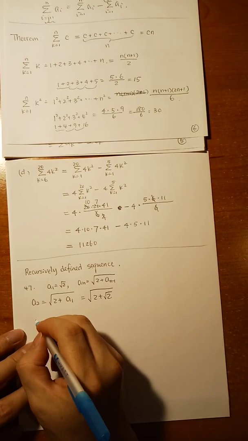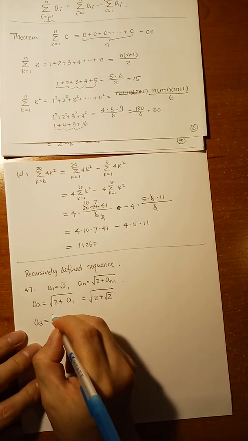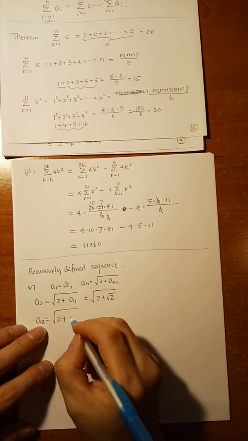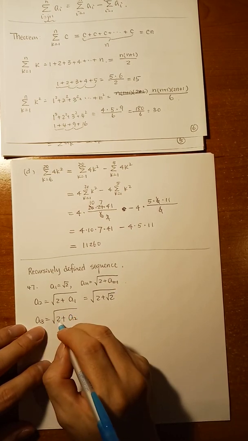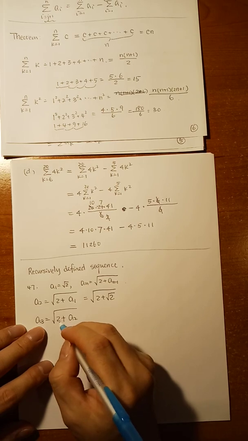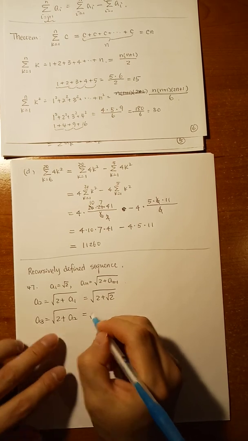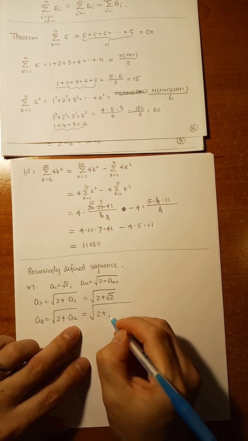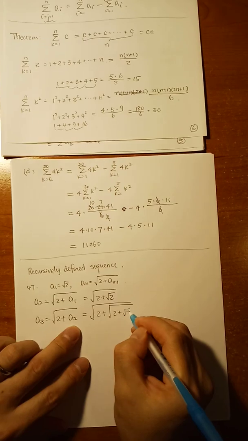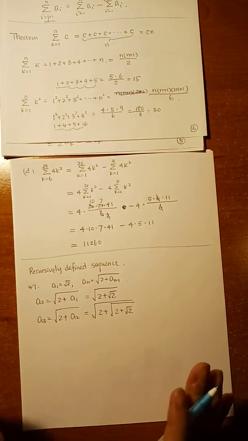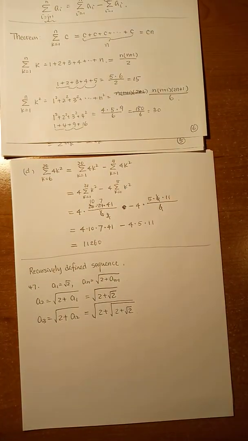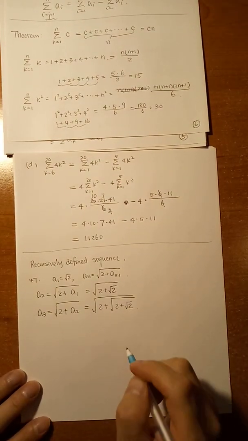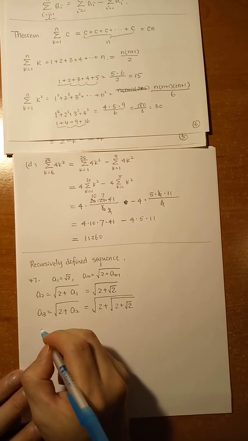Okay, and then a3. a3 is square root of 2 plus a, n is 3. 3 minus 1 is 2, so a3 is the square root of 2 plus a2. Yes, a2. This is a2, so it's going to be very complex. So 2 plus, just put this one here. There's no way to simplify such weird expressions, so we just leave it like this. Don't simplify.